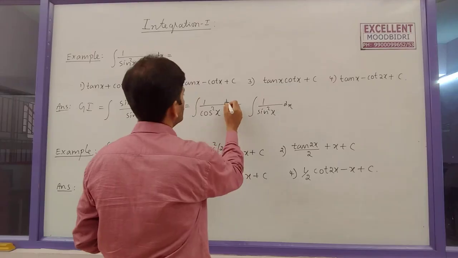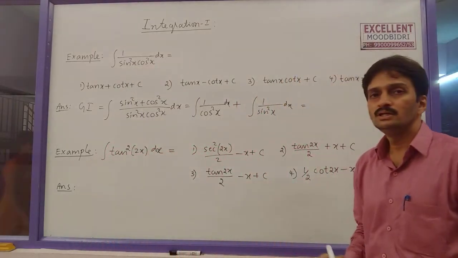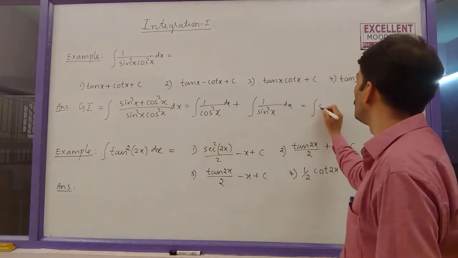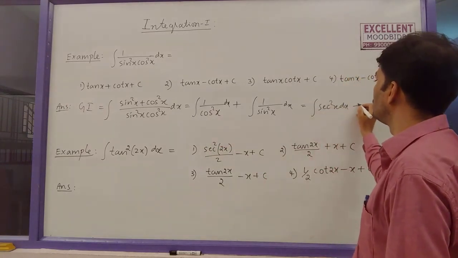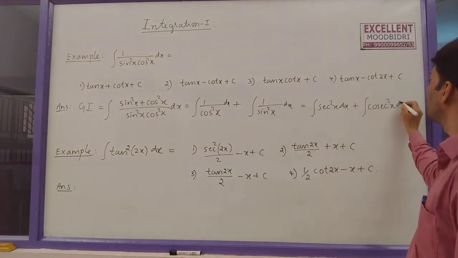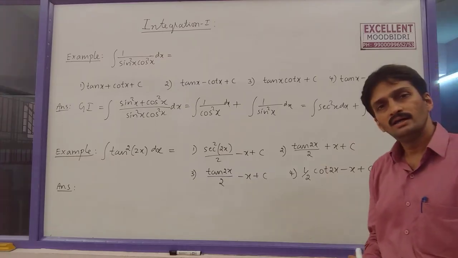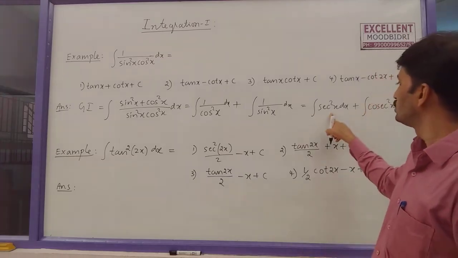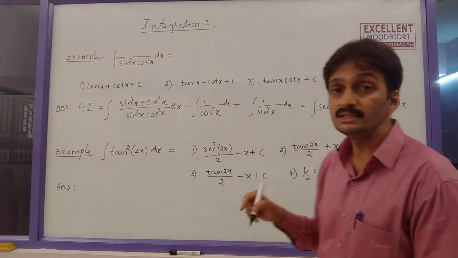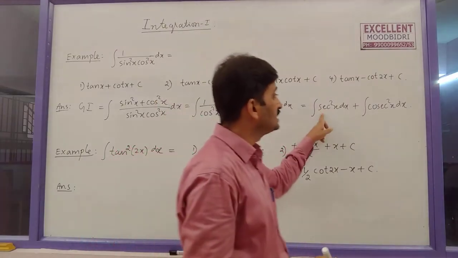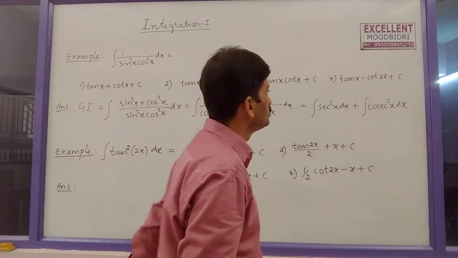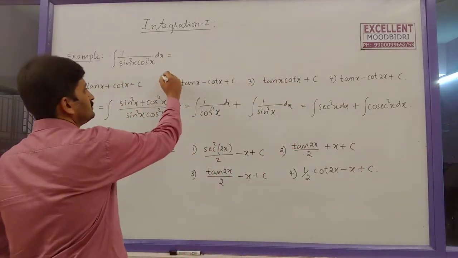Correct? Okay. Now 1 by cos square x is secant square x. So integration of secant square x dx plus 1 by sin square is cosec square x dx. Now no need to write. Integration of secant square x is tan x and integration of cosec square x is minus cot x. So what is the answer? Tan x minus cot x plus c. At the end you have to write the integration constant. So tan x minus cot x plus c.